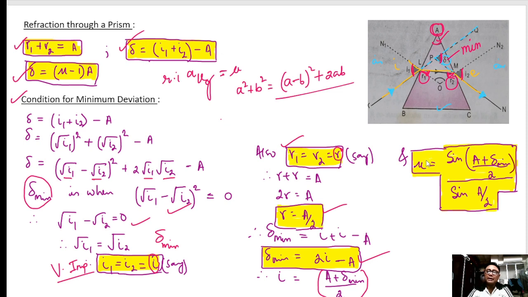So what is refractive index? It is sine I by sine R. As you know, refractive index is sine of I by sine of R. So putting the values, I get another very, very important relation, which is sine of (A plus sigma m) by 2 divided by sine A by 2. So please keep a note of these highlighted relations which are very, very important.